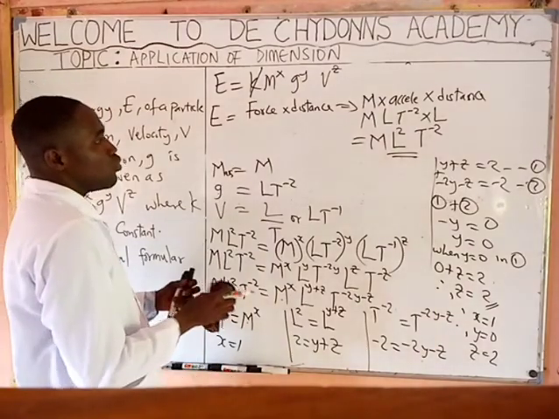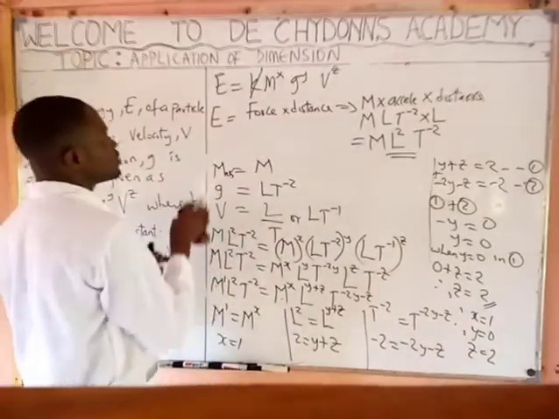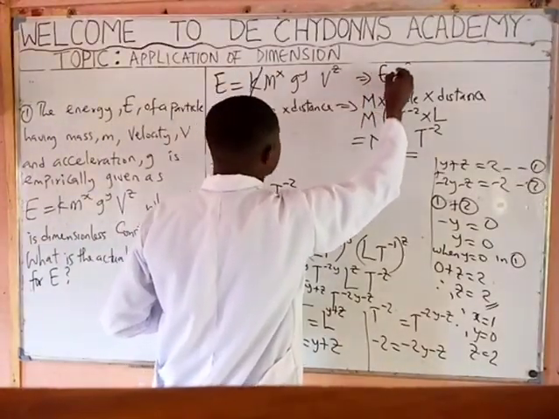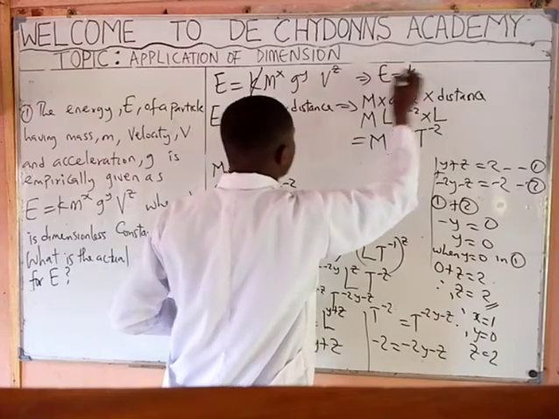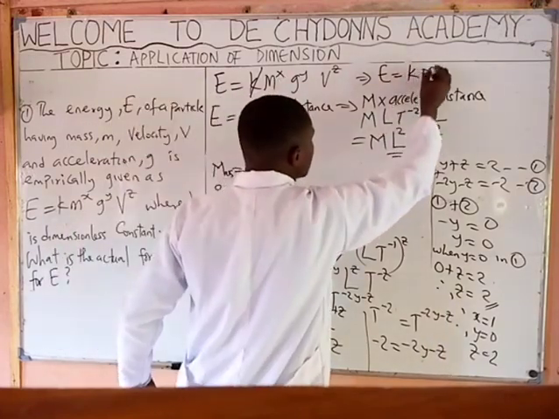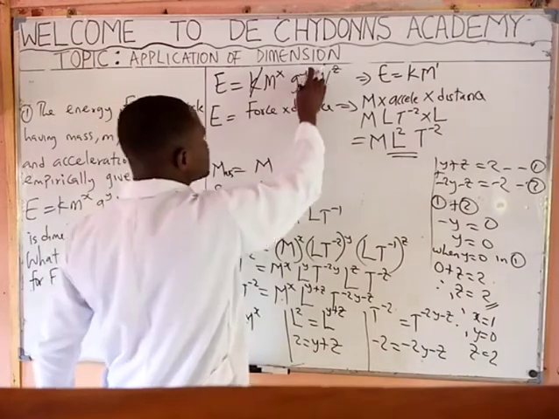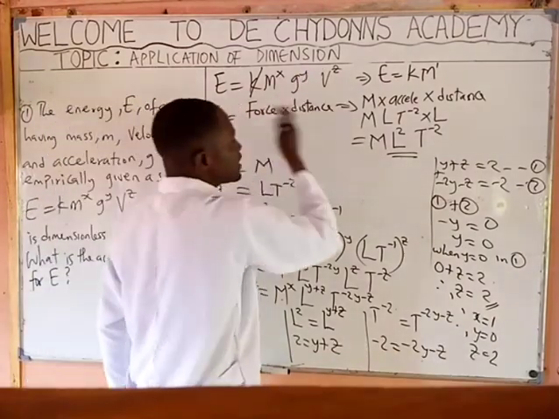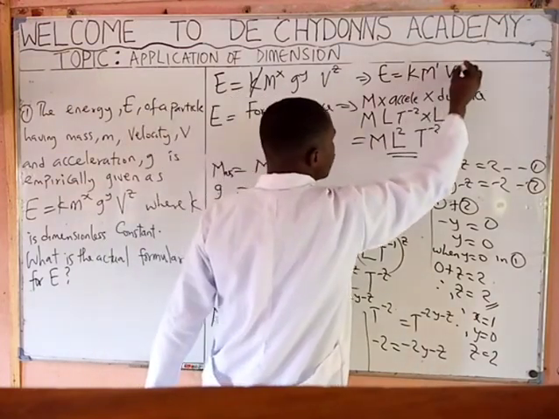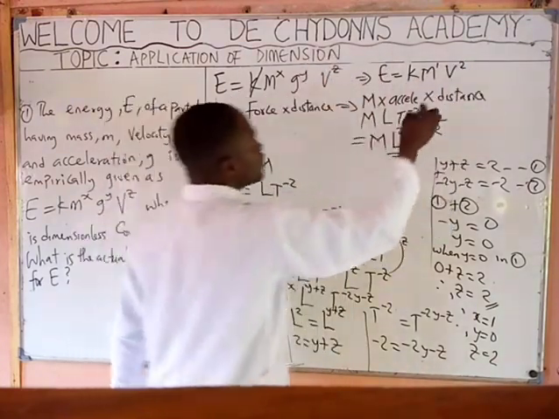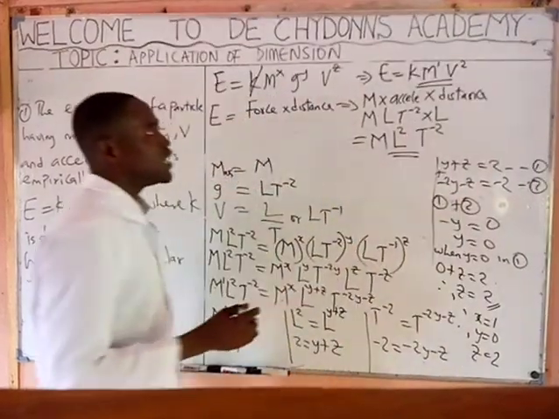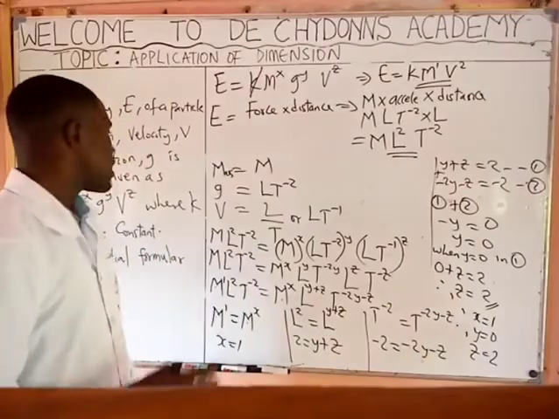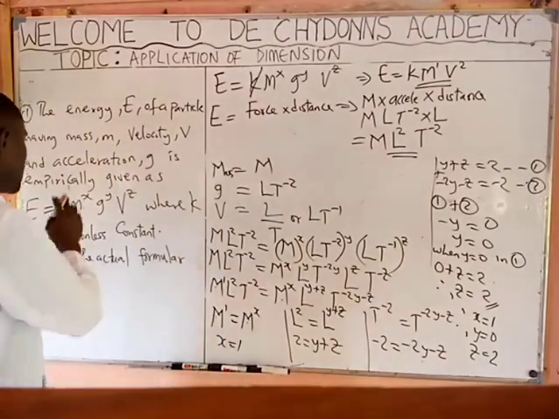With that, what you now do is put them in the formula. It will imply that E is equal to k. What is x? x is 1. What is y? 0. So g raised to the power of 0 will be 1, we forget about g. z is equal to 2. So therefore, we have E equal to k m v squared. That is the formula connecting the E, the m, the g, and the v.